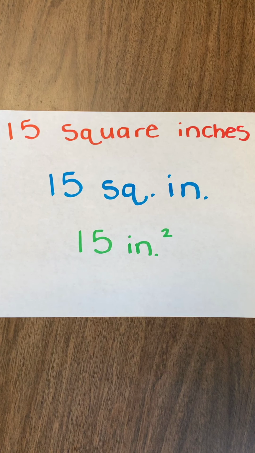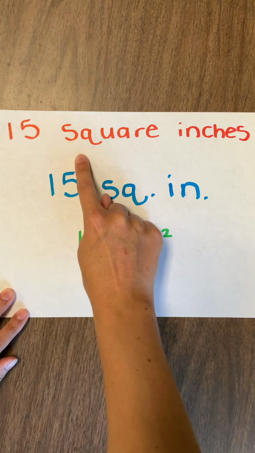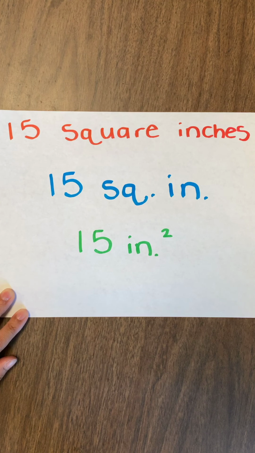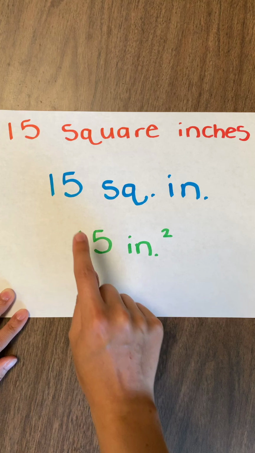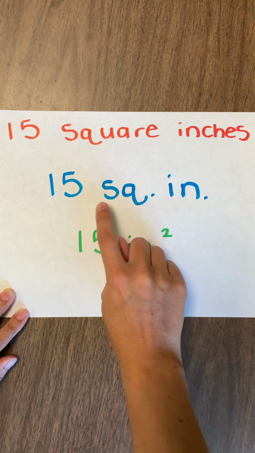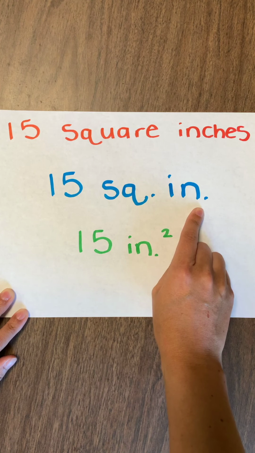One way to write that the rectangle had an area of 15 square inches is to just literally write it out word for word. So you could write 15 square inches. Now that's a bit of the long way to do it, so if you wanted to abbreviate it, you could write it this way: 15 sq in. This is our abbreviation for square. This would be our abbreviation for inches.